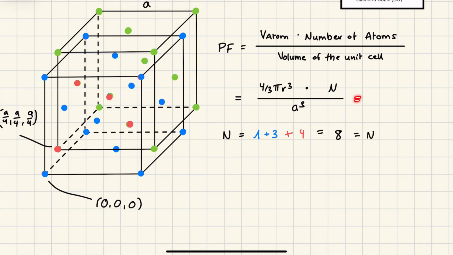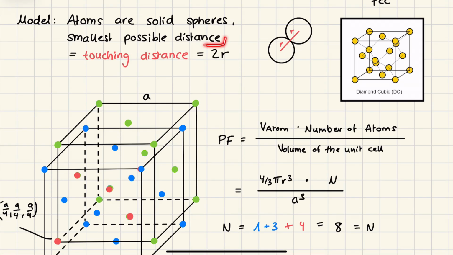In order for this result to become a number and not some weird expression with r and a, we need to find a way to express a in terms of r so we can then cancel the r. And for that, it's really important to recall that the smallest possible distance two atoms within a lattice can have from each other is touching distance. And since we assume the atoms to be solid spheres, if you have two solid spheres of equal size that touch each other, the distance between their centers is twice the radius, so 2r.